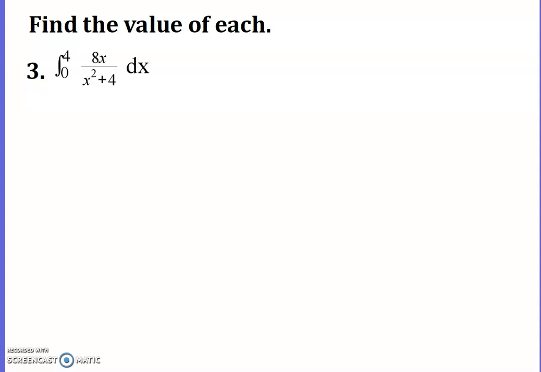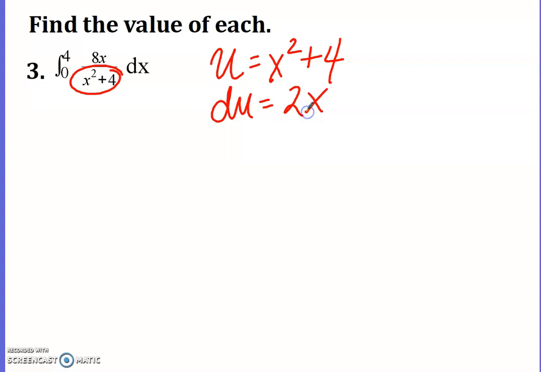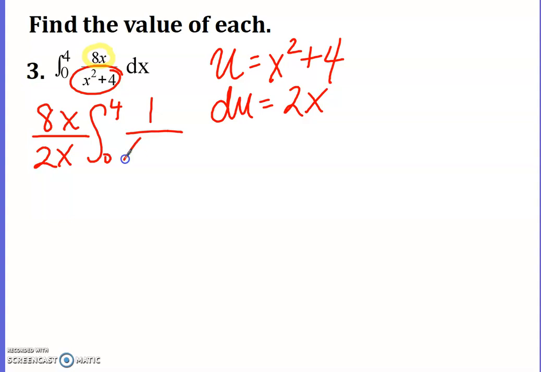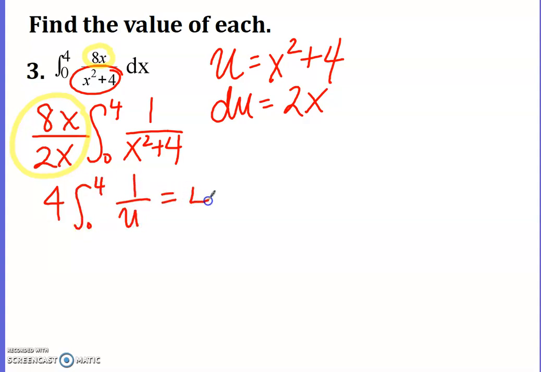So another example with a fraction. For this one, I'm going to set the denominator equal to u and do the derivative. So I get 2x. I'm going to move this numerator in front of the integral and divide by du. I leave this 1 over x squared plus 4 inside the integral. This simplifies to 4, and then I sub in u. Evaluating this, I get 4 ln u from 0 to 4.